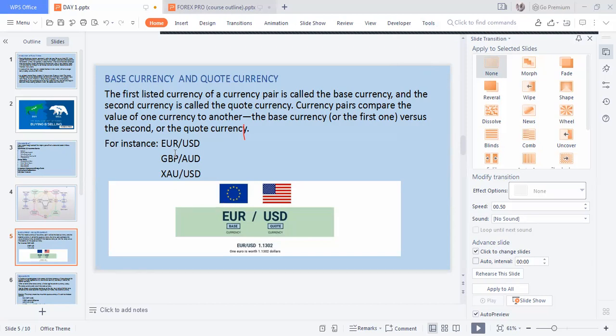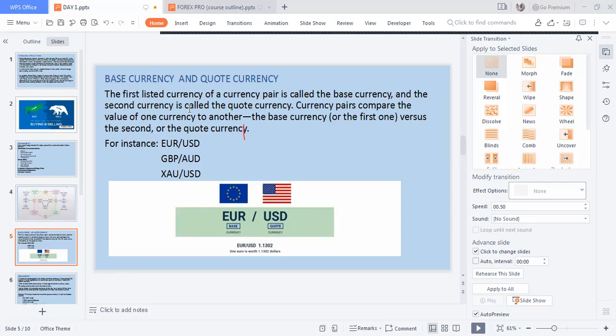You see that you have Euro USD. Euro is the base currency. USD is the quote currency. In other words, the first currency in a currency pair is called the base currency, and the second currency in a currency pair is called the quote currency. Are you with me? Now, look at the other one. The other one is GBP AUD. The first currency of that pair, GBP, is the base currency, and the second currency is called the quote currency.